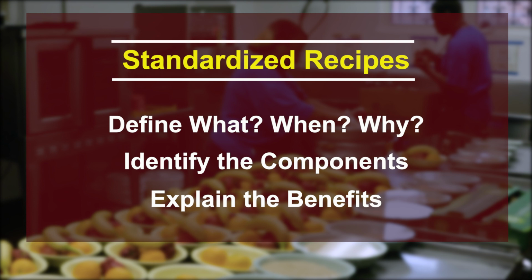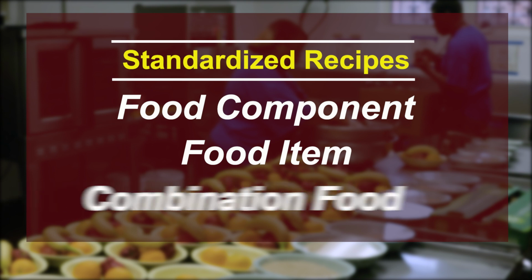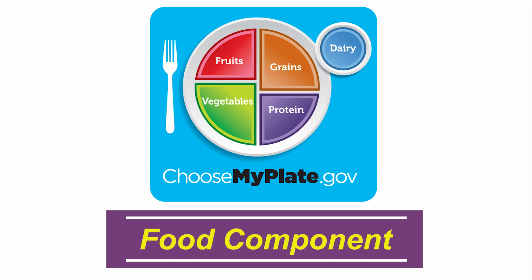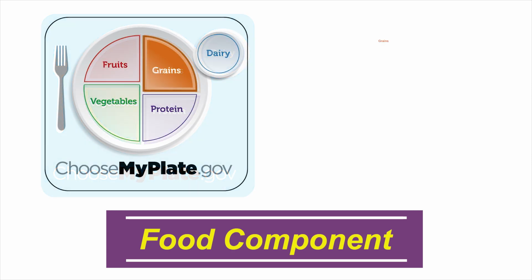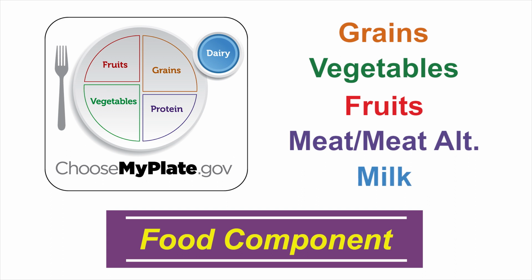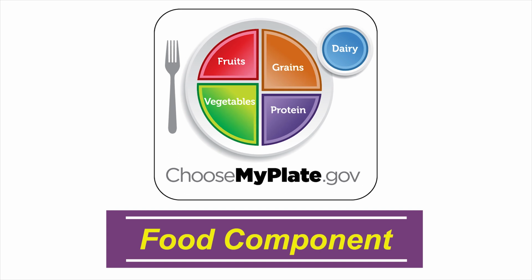Before we understand what, when, and why a standardized recipe is needed in CACFP, we first need to understand three terms: food component, food item, and combination food. First, what is a food component? Food component means one of the food categories that comprise a reimbursable meal. The food components in the CACFP are grains, vegetables, fruits, meat alternates, and milk. CACFP providers must always offer the food components that comprise a reimbursable meal for each meal type, breakfast, lunch, supper, and PM/AM snack, in at least the minimum required amounts.